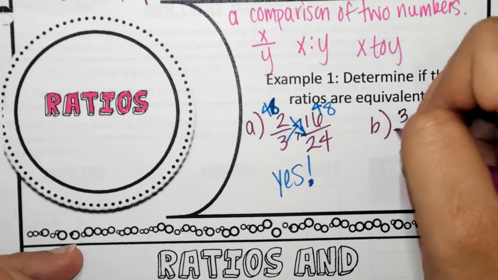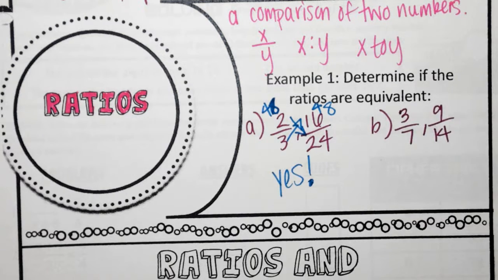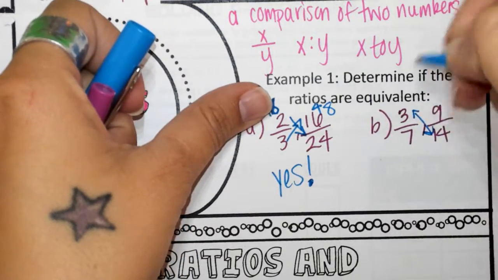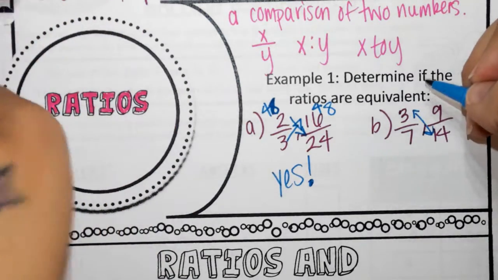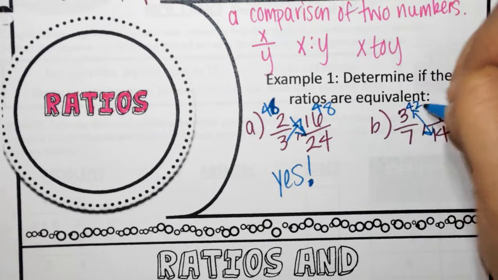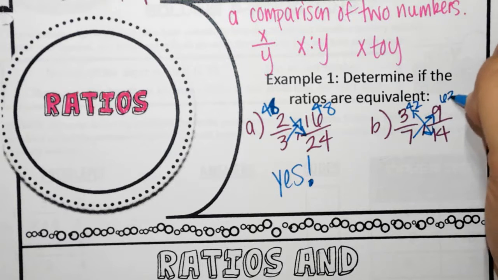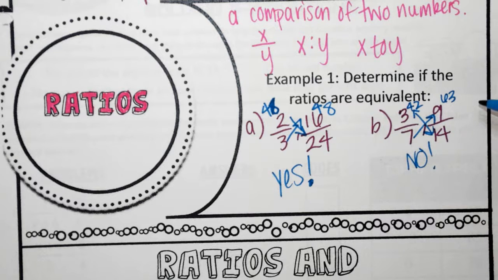3/7 and 9/14. Do you think those are congruent? You think they are? Okay, so let's cross multiply and see. What's 3 times 14? 42. Take a point. What's 7 times 9? Are those 2 things congruent? No. That's all you have to do.